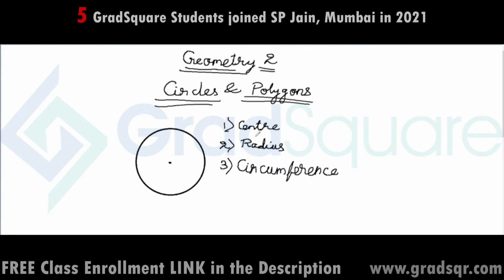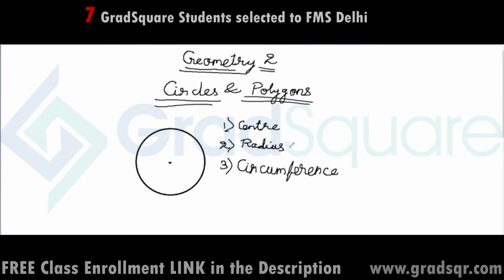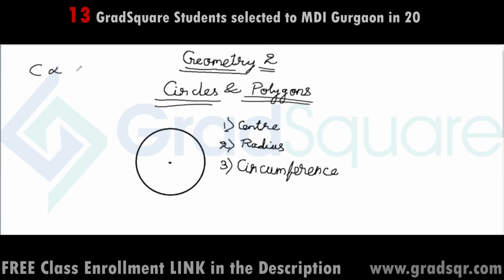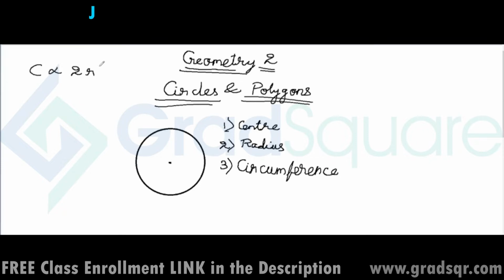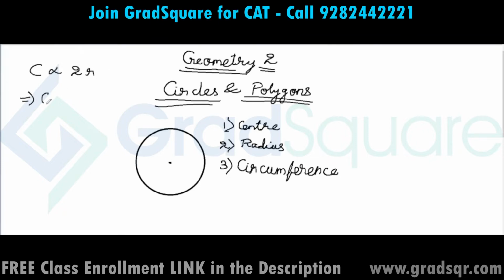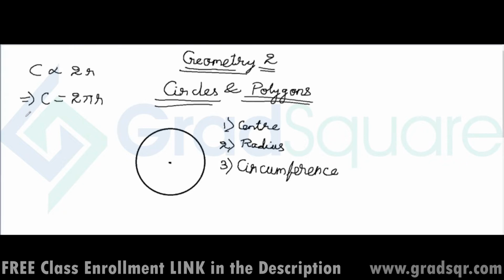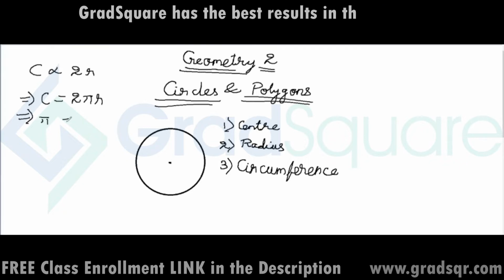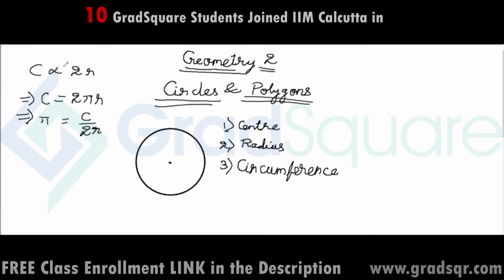And if we know what these three are, then they are related to each other by a very simple formula: circumference is proportional to twice the radius. And of course, if you want to make this into an equation, then the proportionality constant is pi. So pi is basically defined as a constant which represents the ratio of circumference to twice the radius of any circle in this entire universe. So that is circumference, radius, and circle.